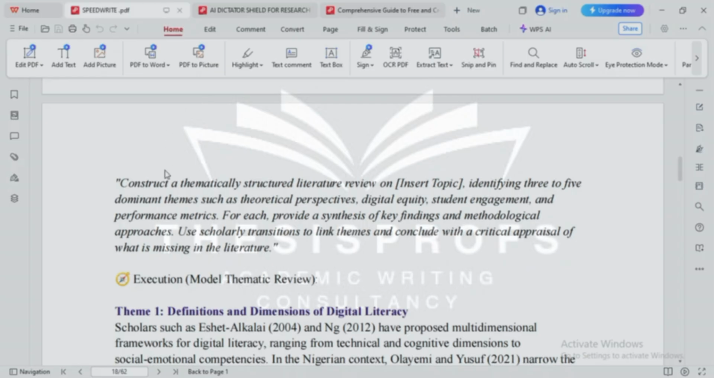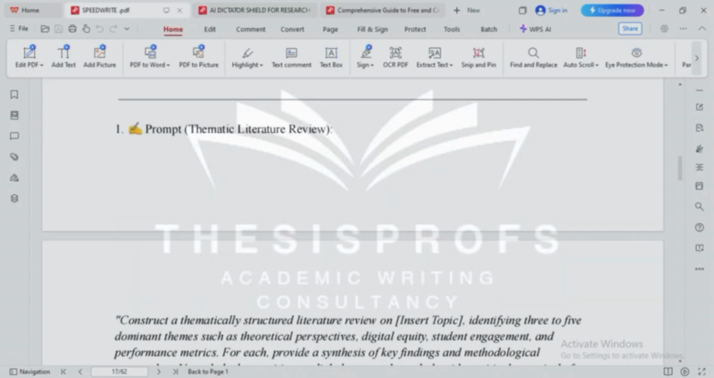Now we're saying construct a thematically structured literature review on a set topic. Identify 3 or 5 dominant themes such as theoretical perspective, digital equity, student engagement, and performance metrics for each. Provide a synthesis of key findings and methodological approach. Use scholarly transitions to link themes, and conclude with a critical appraisal of what is missing in the literature. Now, this is something else.